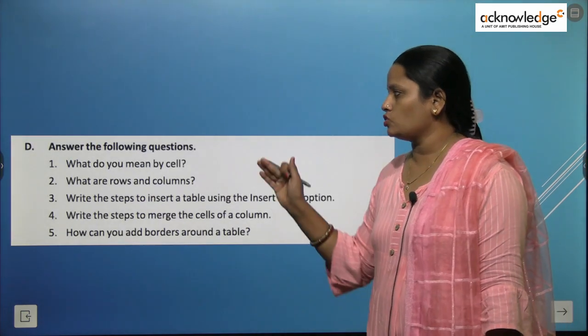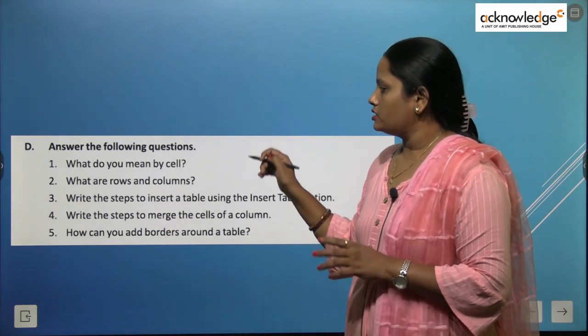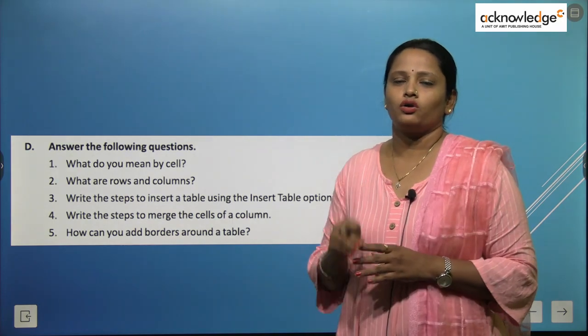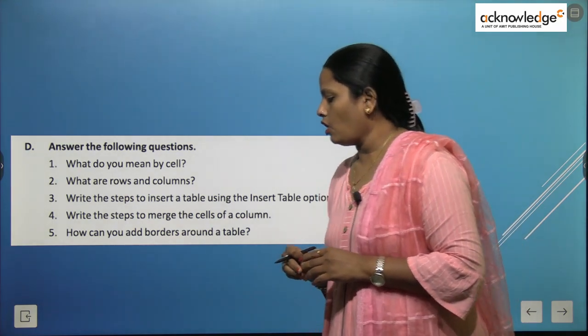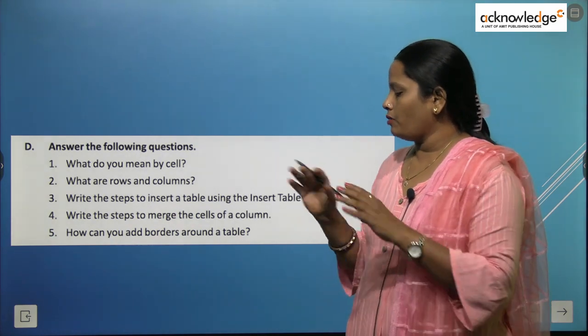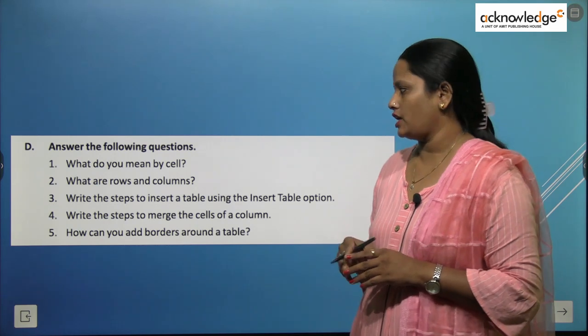Now next come to question and answers. What do you mean by cell? So a cell is the intersection of rows and columns, horizontal lines, rows and columns that form a rectangular box, and that box is called a cell.